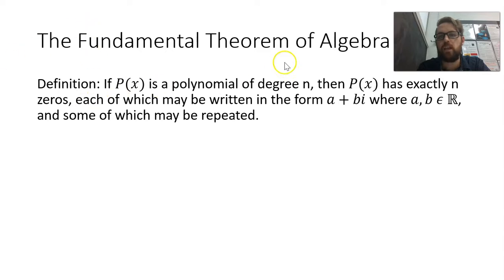So to define the fundamental theorem of algebra, you probably already know this, but if p of x is a polynomial, degree n, for example x to the power of 5 is the highest factor, so it will be a degree 5. If p of x is a polynomial of degree n, then p of x has exactly n zeros, each of which may be written in the form a plus bi, where a and b belong to the set of real numbers. Some of these can be repeated as well. Okay, so that's the fundamental theorem of algebra.